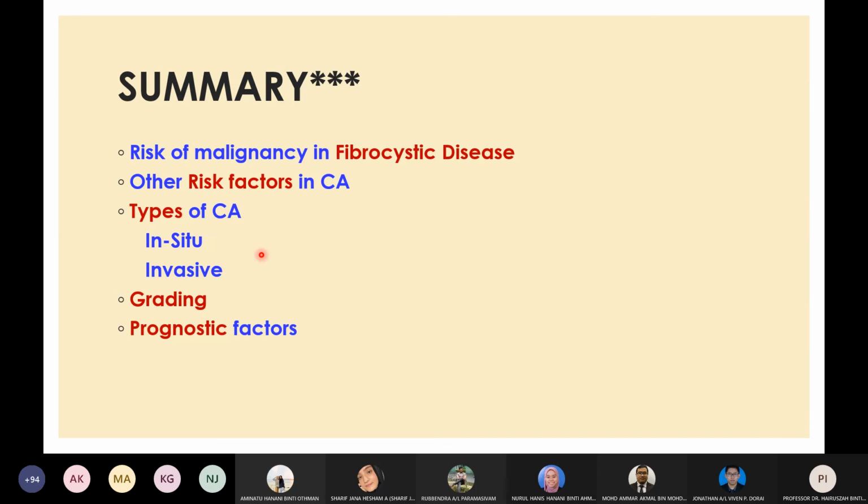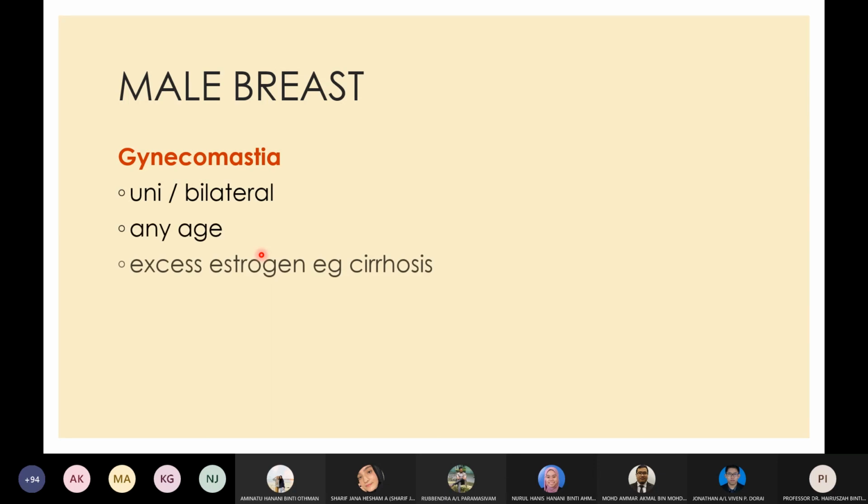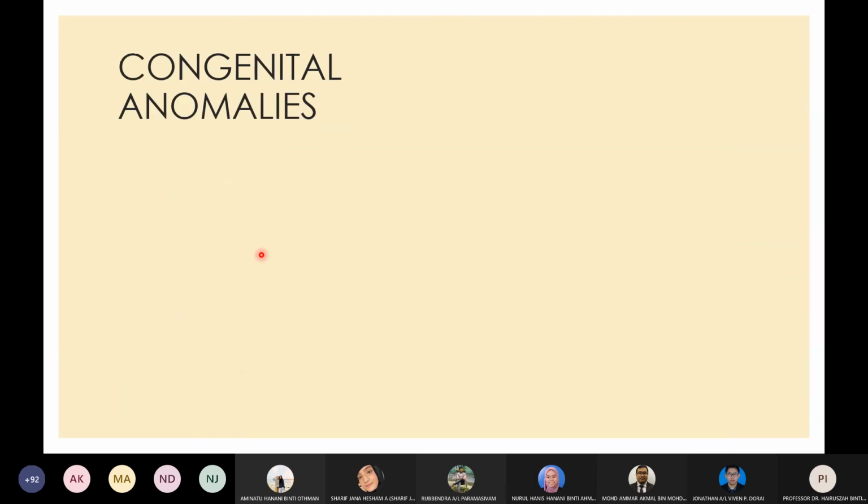Know the fibrocystic changes, risk factors, the types, which ones are good and which are bad, grading, how we do it, and prognostic factors. Don't forget, you guys can also have carcinoma of the breast, presenting as a breast mass. We have cases in HKL. It's very rare, but it does happen. So remember that, guys, you are not spared. You can have carcinoma of the breast.